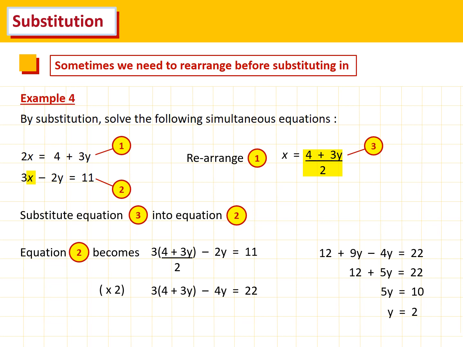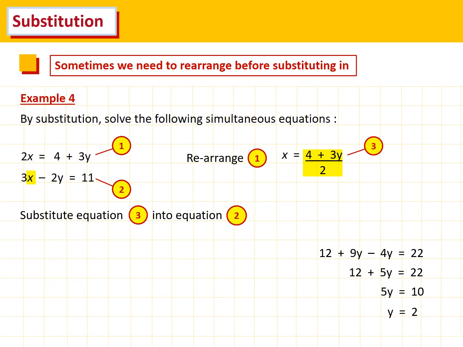We then take that value and substitute it back. And the easiest equation to use is equation 3. x equals 4 plus 3 lots of 2, all divided by 2. And that gives us 5 as our answer.